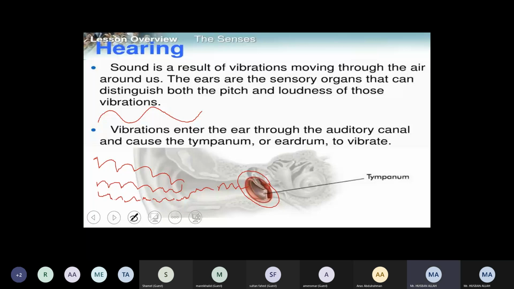The nerves present in the ear, we call them hearing nerves, sound nerves. This bone is called the ossicle, right? The vibration will be passed on by the ossicles, and the ossicle will generate a message, and that message will go to the brain, into the nervous system.